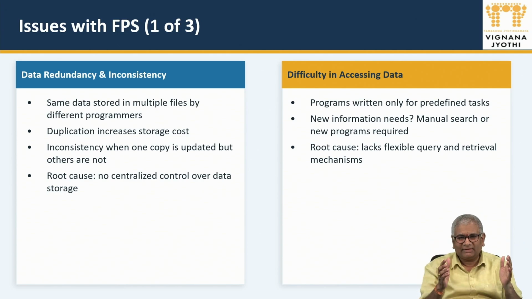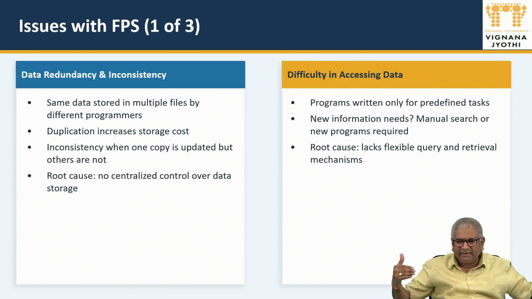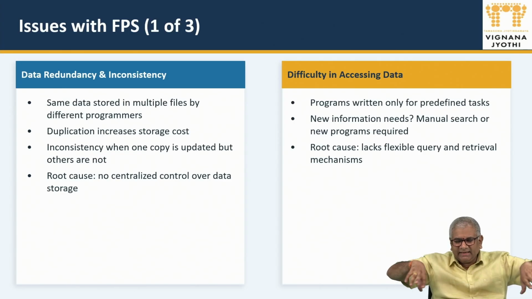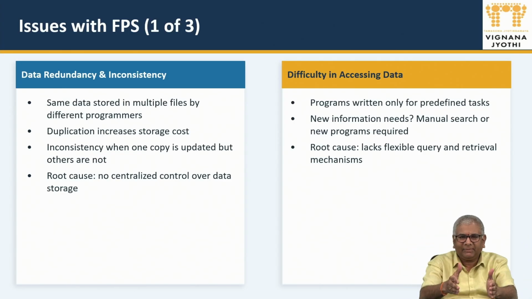The main problem for this is that there is no central place that everybody is accessing the data from. In a file processing system, data is accessed independently. Everybody has their own set of data. There is no central place where data is being maintained. That is one problem with the file processing system.